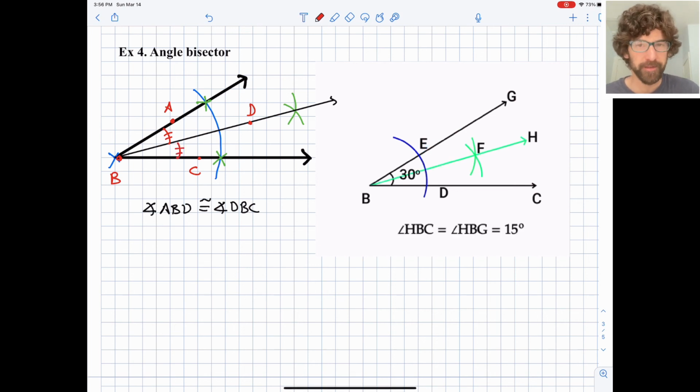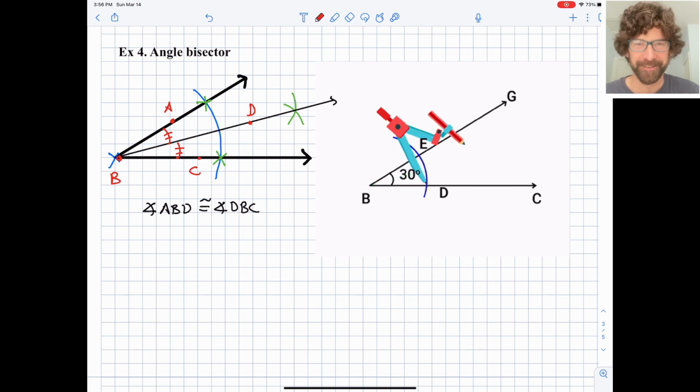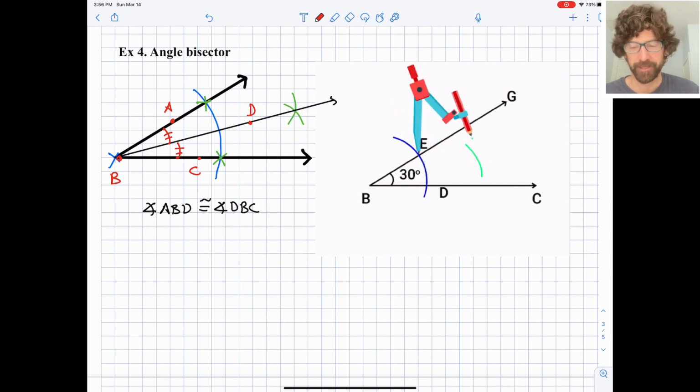We don't know how big the angle is in degrees, and we don't care. All we know is that we've made a perfect, perfectly chopped an angle in half. We sliced it in half. And that is a great place to stop right there.